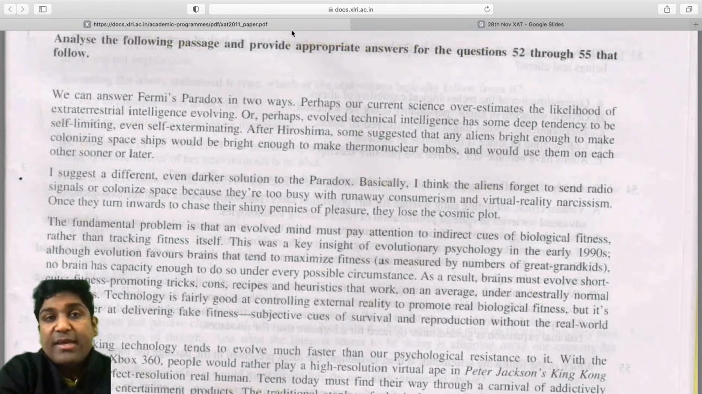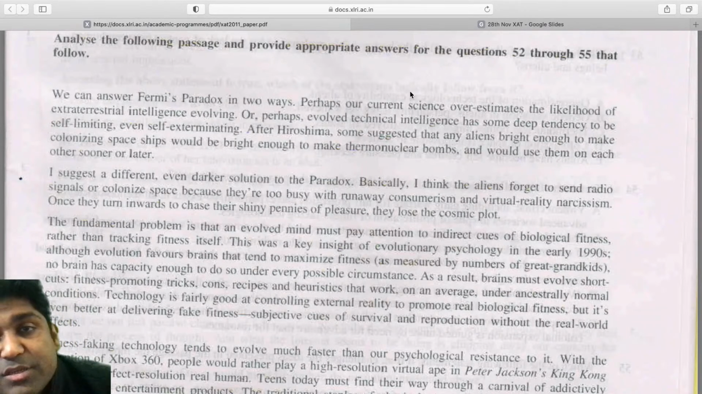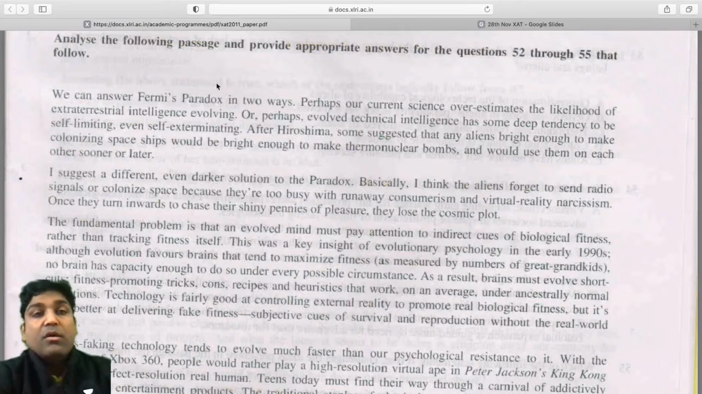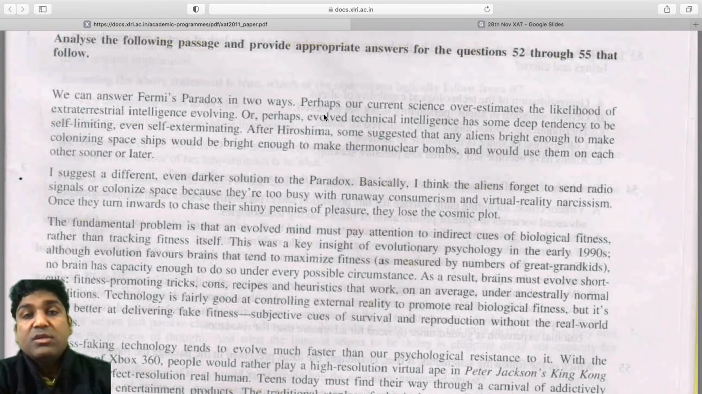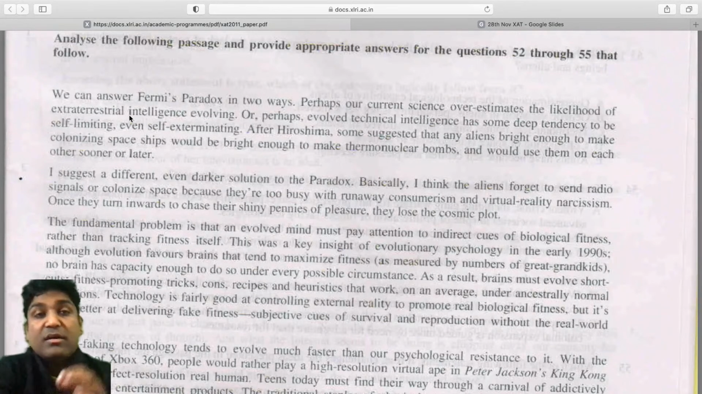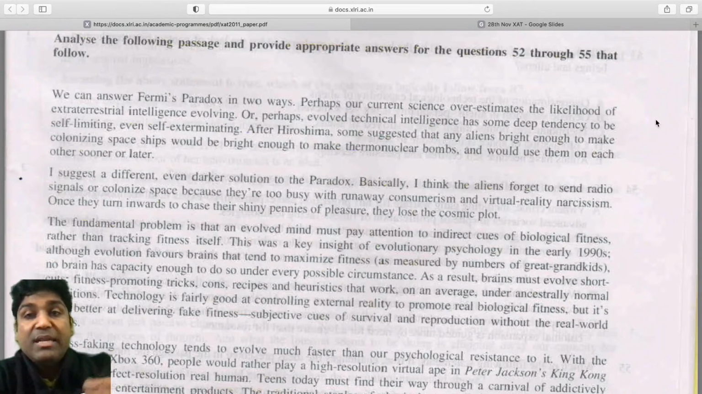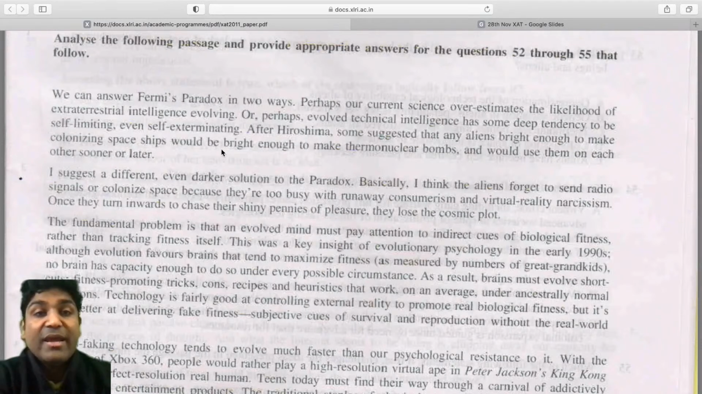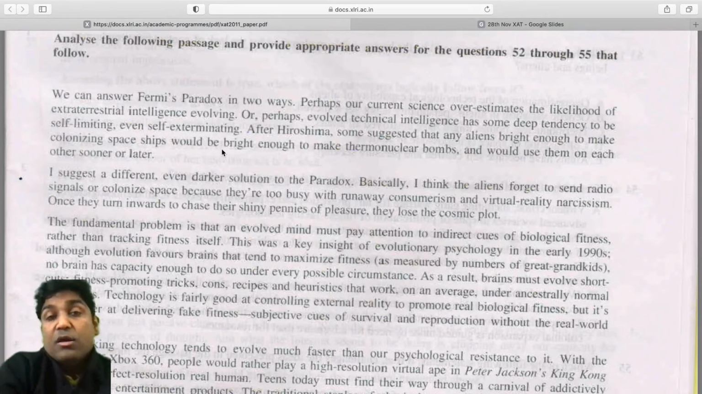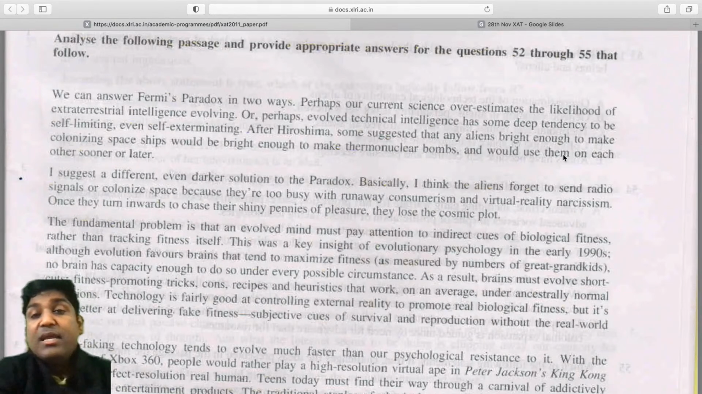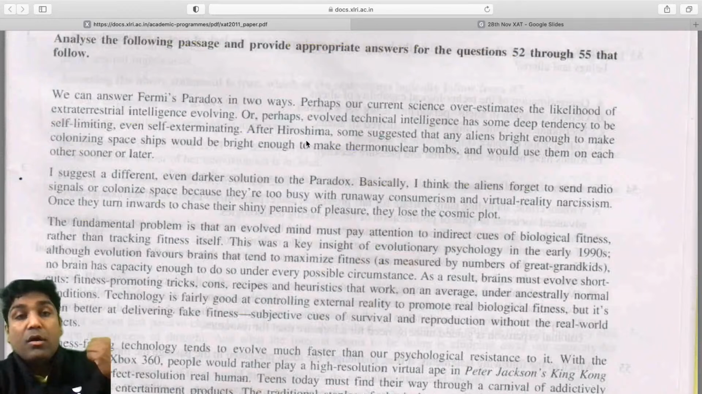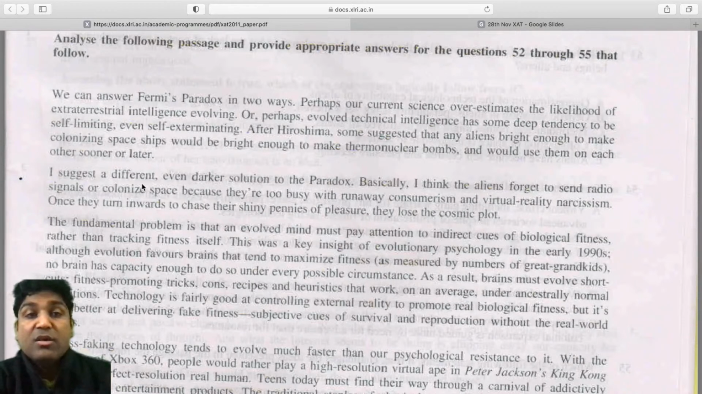It says: analyze the following passage and provide appropriate answers for questions 52 through 55 that follow. We can answer the Fermi paradox in two ways. Perhaps our current science overestimates the likelihood of extraterrestrial intelligence evolving, or perhaps evolved technical intelligence has some deep tendency to be self-limiting or even self-exterminating. After Hiroshima, some suggested that any aliens bright enough to make colonizing spaceships would be bright enough to make thermonuclear bombs and would use them on each other sooner or later.